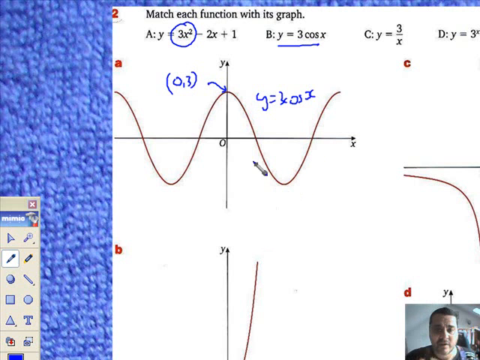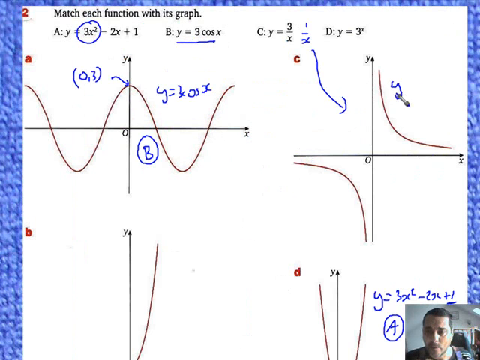So that was graph B. Next one, y equals 3 over x, in other words based upon the 1 over x reciprocal graph, and there she is. Y equals 3 over x, and that was graph C.